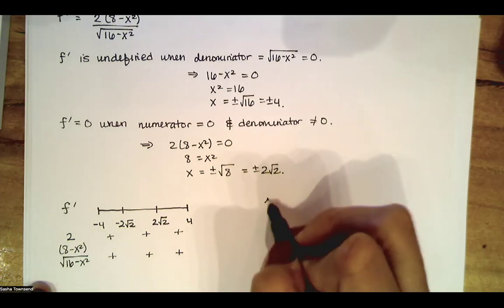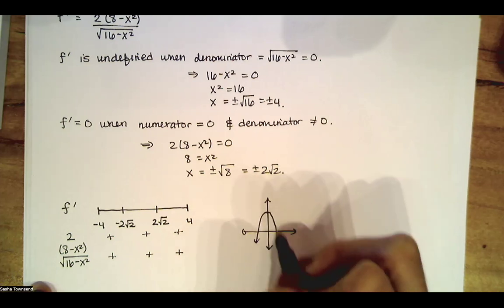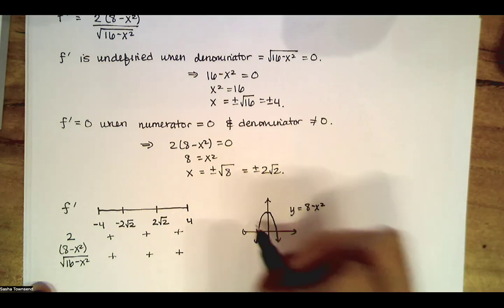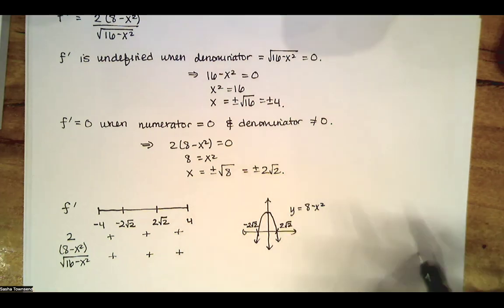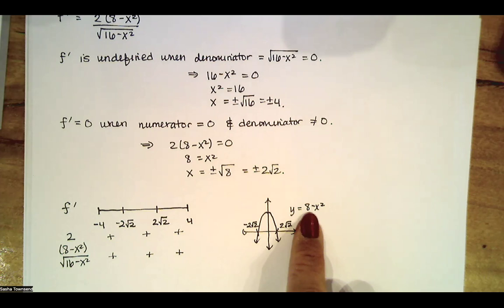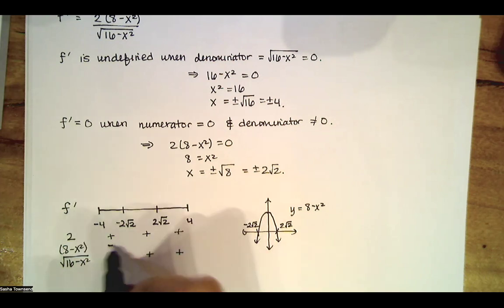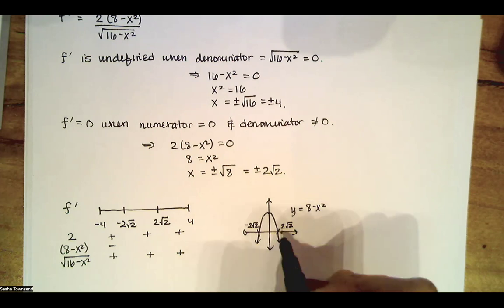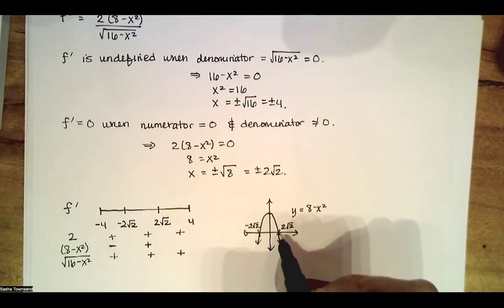And actually, it's helpful to look at that graphically. Again, we've got another parabola that's upside down, right? We've got y equals 8 minus x squared. And here's negative 2 root 2, and here's positive 2 root 2. We can see that 8 minus x squared is negative from negative infinity to negative 2 root 2. So it's going to be negative on this interval. It's positive between negative 2 root 2 and positive 2 root 2. And then it's negative on the interval from 2 root 2 to infinity.